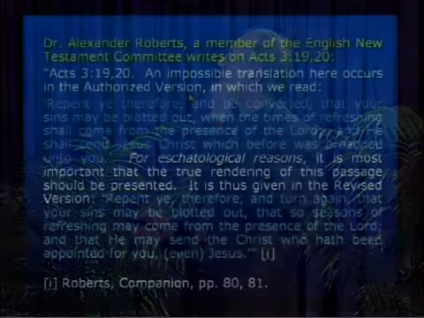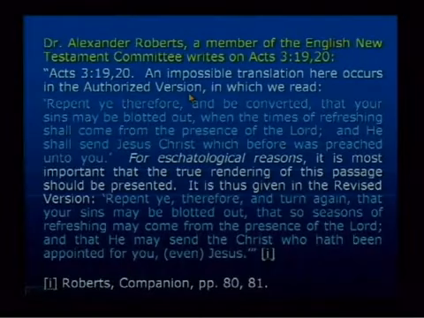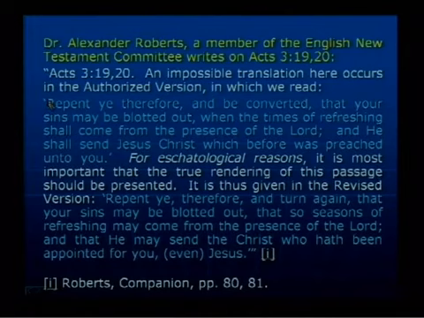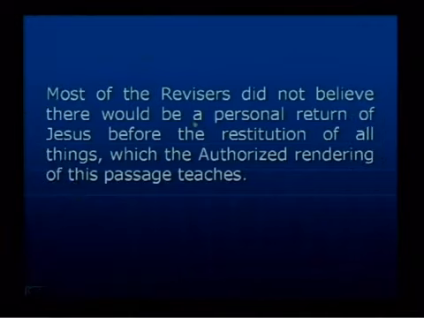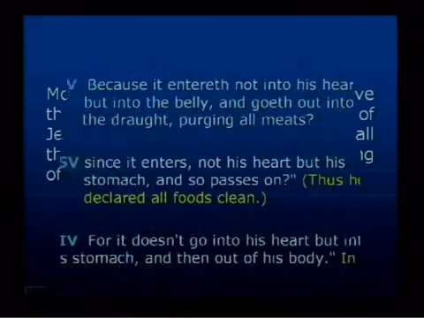Dr. Alexander Roberts, a member of the English New Testament Committee, is, of course, for the change. What does he say? Acts 3:19 and 20, "an impossible translation here occurs in the authorized version, which implies that Jesus will come to judge the world." No, we don't want that, he says. "Repent ye therefore," and then he reads it again. And he says, "for eschatological reasons, it is most important that the true rendering of this passage should be presented. It is thus given in the revised version." So, we've changed it so that there is no judgment when Jesus comes. Nice. Thank you. Most of the revisers did not believe there would be a personal return of Jesus before the restitution of all things, which the authorized rendering of this passage teaches. So there's a whole change of doctrine here. This is very important if you believe in the advent of Christ and what's going to happen.